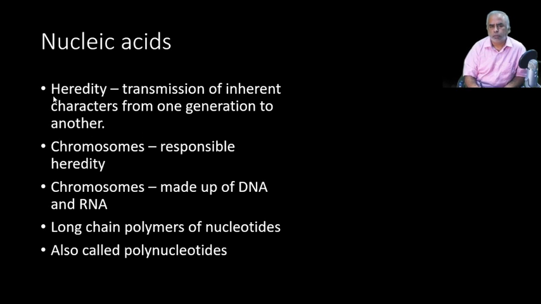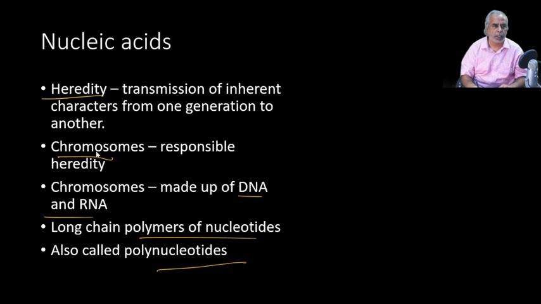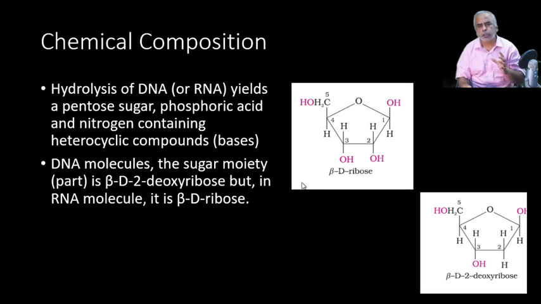First of all, the transmission of inherited characters from grandparent to parent, parent to grandchildren, from one generation to another, is possible because of chromosomes. This phenomenon is called heredity. Chromosomes are made up essentially of DNA and RNA. They are long chain polymers of nucleotides, and they can also be called polynucleotides. Now let us look into the chemical composition of DNA and RNA.